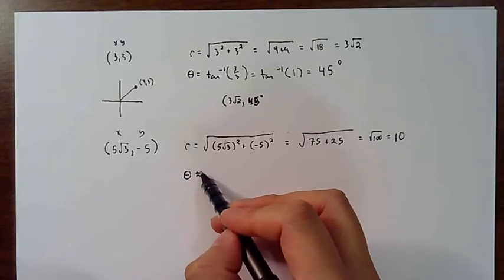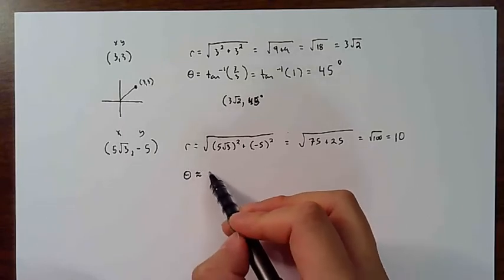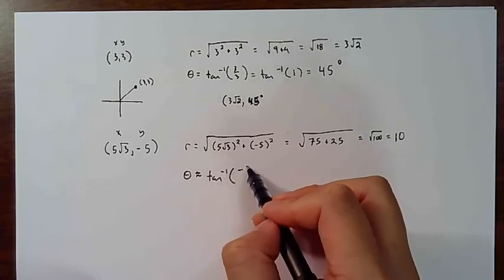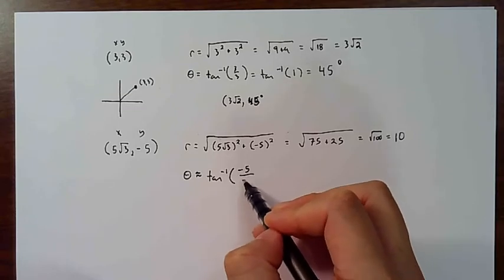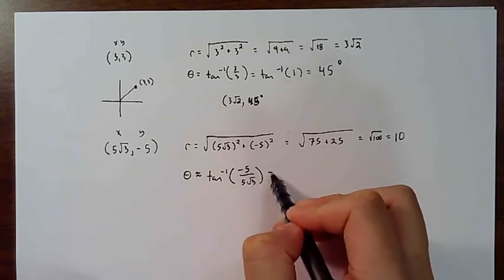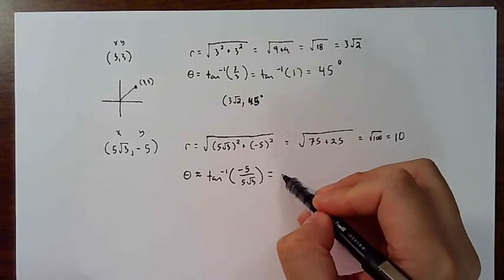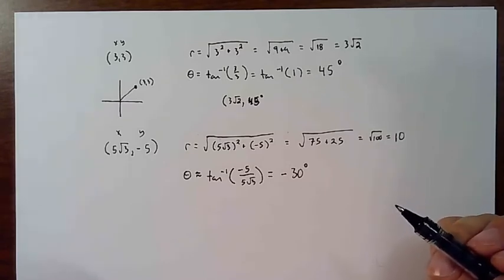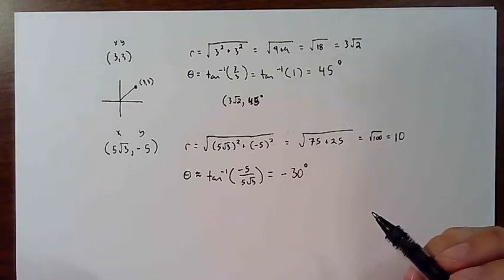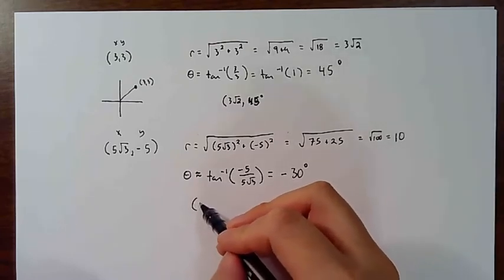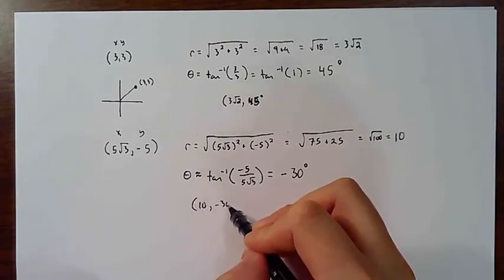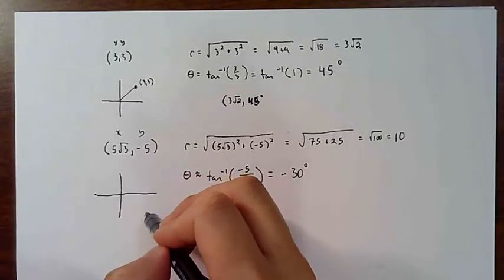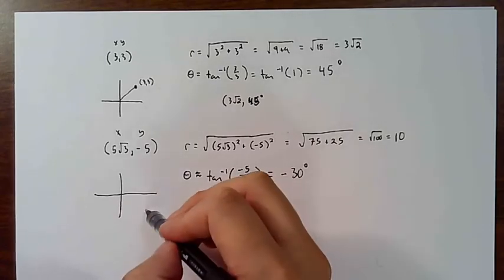And I'm going to use these wavy lines here to be like, it should be something like this. So we'll do tan inverse of negative 5 over 5 square root 3. And when we do that, probably using our calculator, we get something like negative 30 degrees here. So one answer for this problem is 10 negative 30 degrees. And if we diagram this point, that actually works out fine.